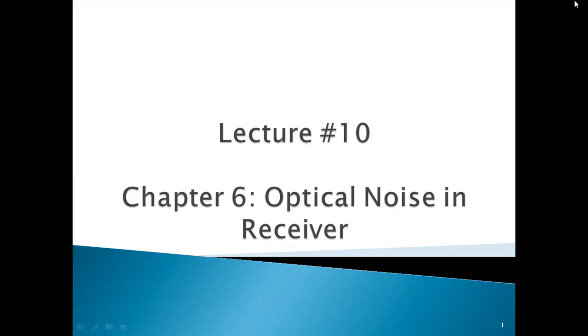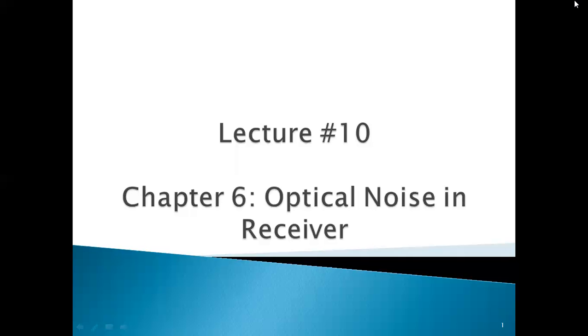So for today's lecture, we are going to continue with the new chapter, chapter 6. The title of this chapter is Optical Noise in Receiver. This is a continuation from the receivers topics that we have learned in chapter 5. If you can recall, in chapter 5, we learned about the fundamentals of optical receivers, specifically the photodetectors, the photodiodes. We learned about the working procedures of these photodiodes, which include the PN photodiode, PIN photodiode, and also avalanche photodiode.